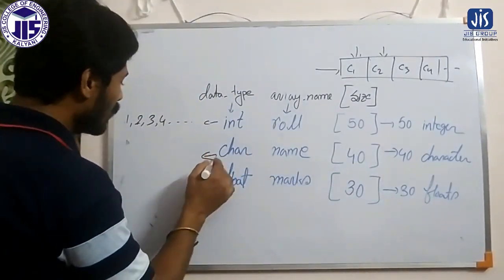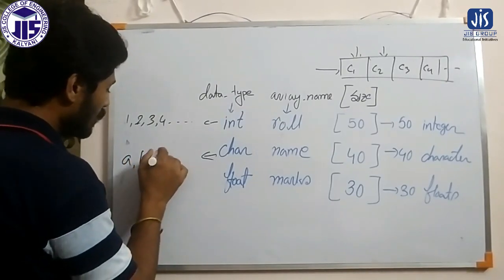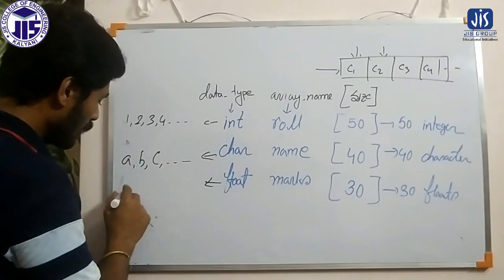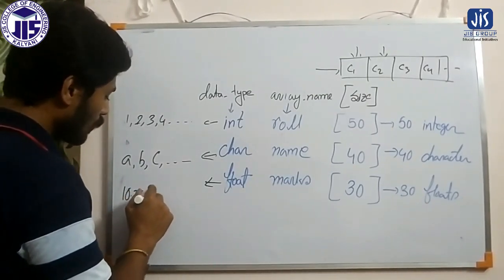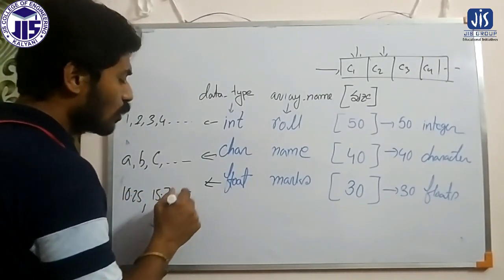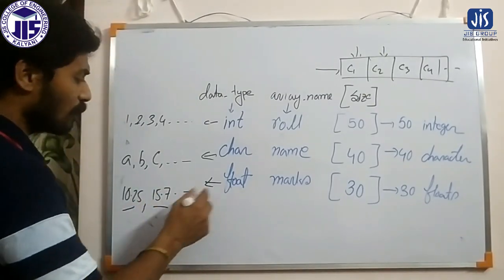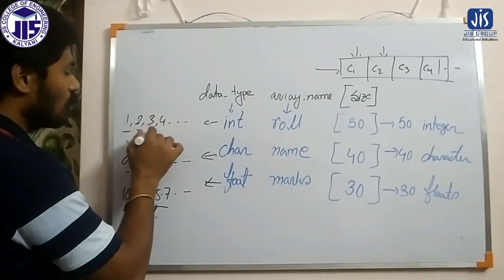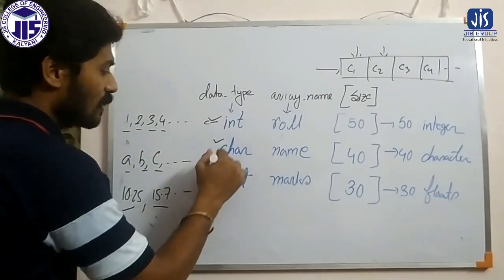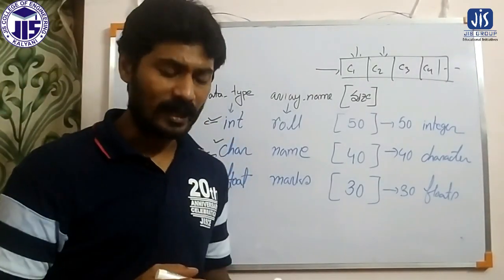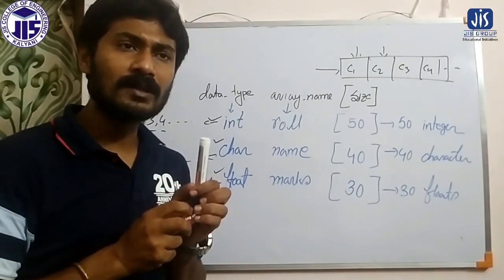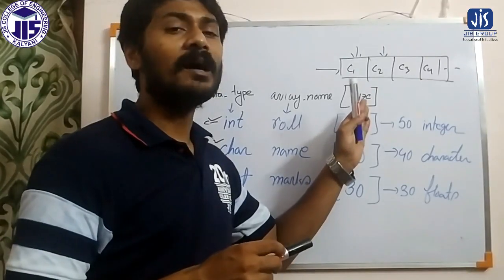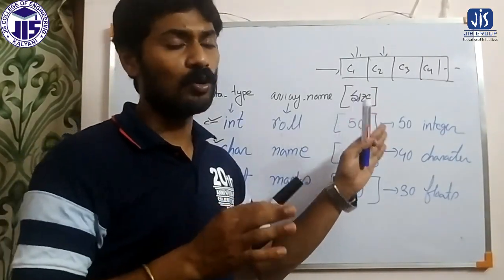In a character array we have A, B, C, and so on. If I create a float array, it will store 10.25, 15.7 and so on. So in this array we can store only float type values, in this only character type values, and in this only integer type values. So that is the declaration of an array. We provide the data type first, what kind of data it is going to store, then the array name, and then the maximum size the array can hold.